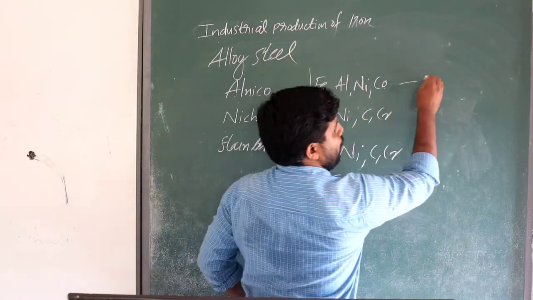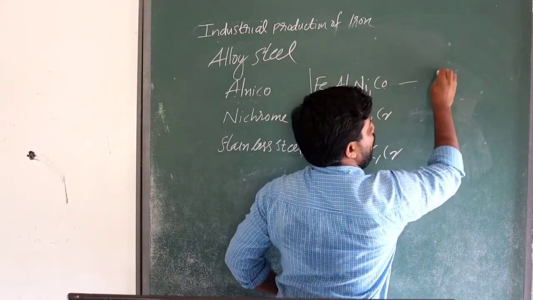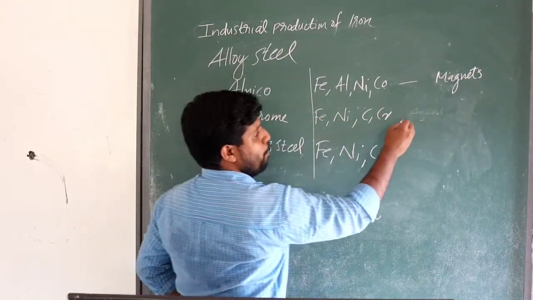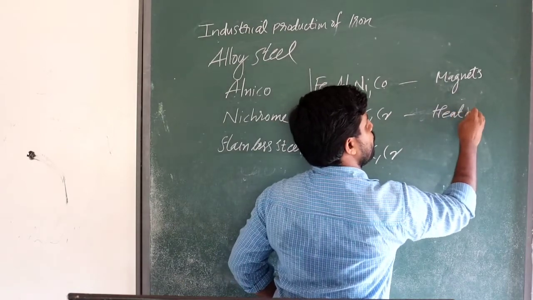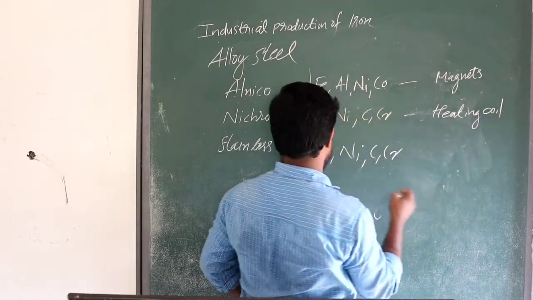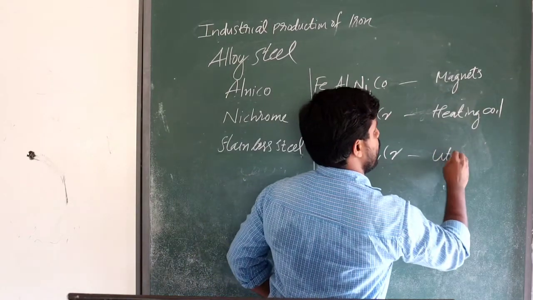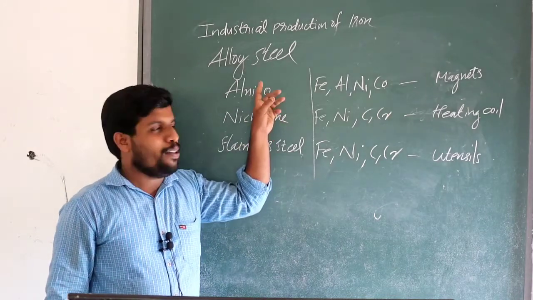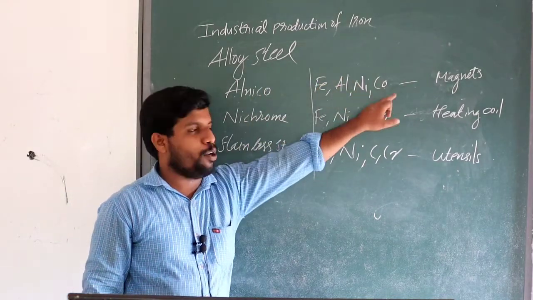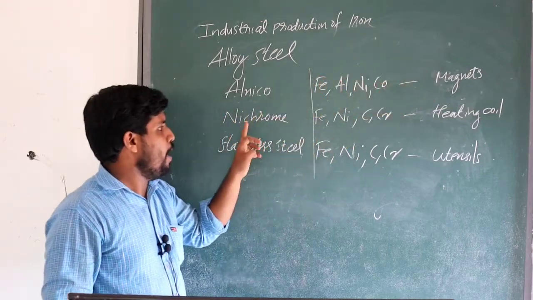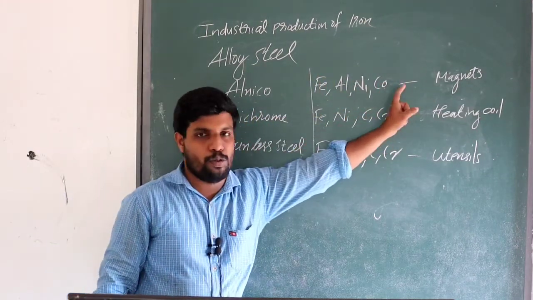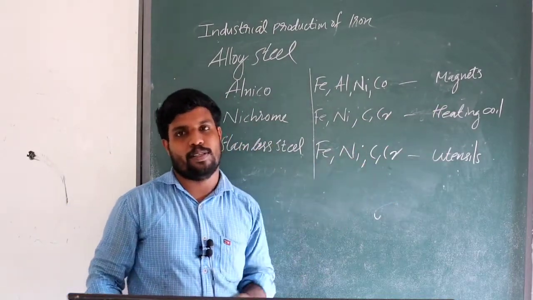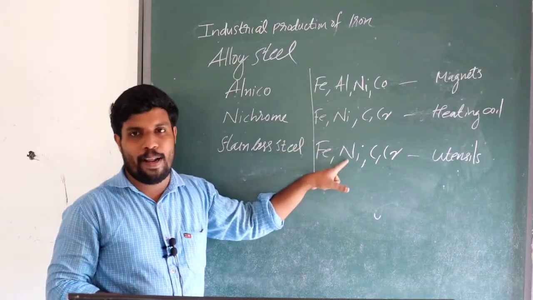Alnico is used to make permanent magnets. Nichrome is used for heating coils. Stainless steel, you know, is used for utensils. So Alnico includes iron, aluminum, nickel and cobalt, and is used to make permanent magnets. Nichrome, iron, nickel, carbon, chromium, is used to make heating coils. Stainless steel, with iron, nickel, carbon, chromium, is used to make utensils. So these have the same components, but they are different.